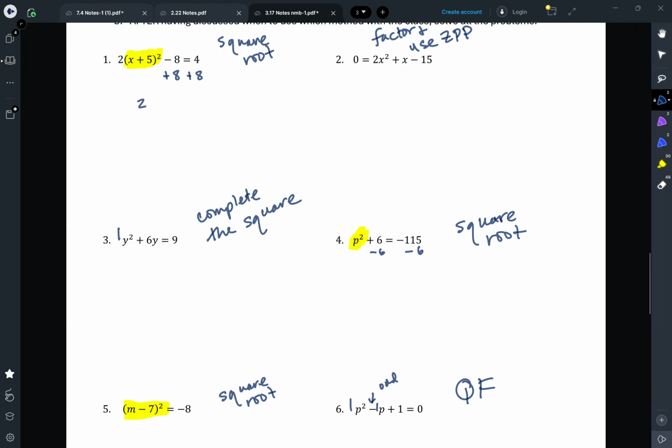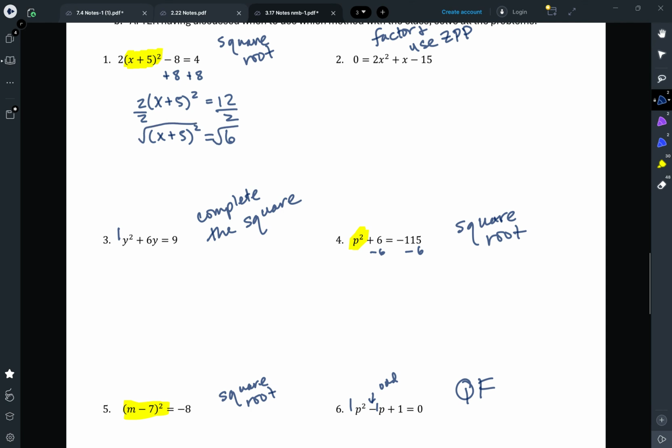So the important thing to remember with this one that has a squared quantity is that we're really trying to get the squared part by itself. So I've got to add 8, I have to divide by 2, and when I have that x plus 5 quantity squared equals 6 left, that's when I can square root both sides.